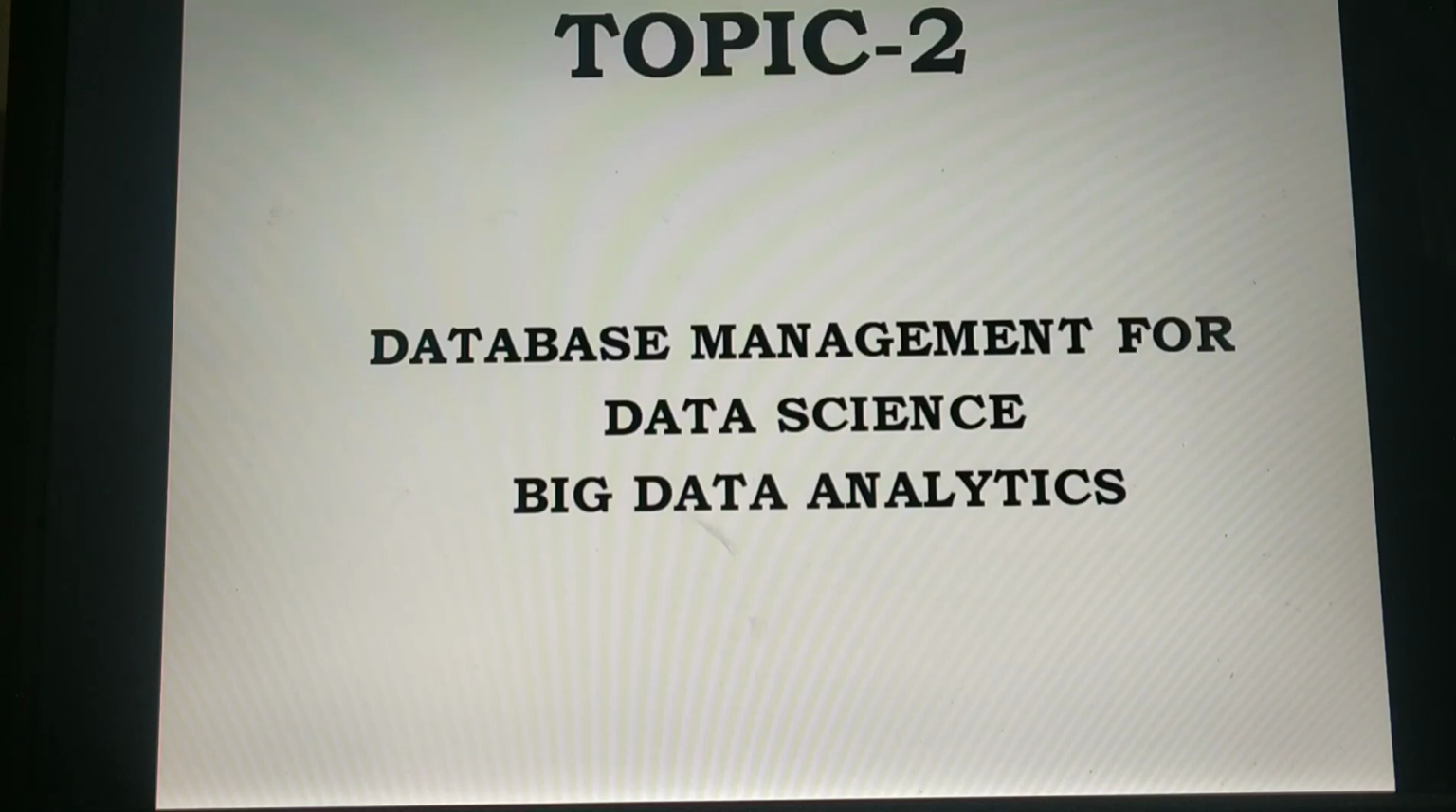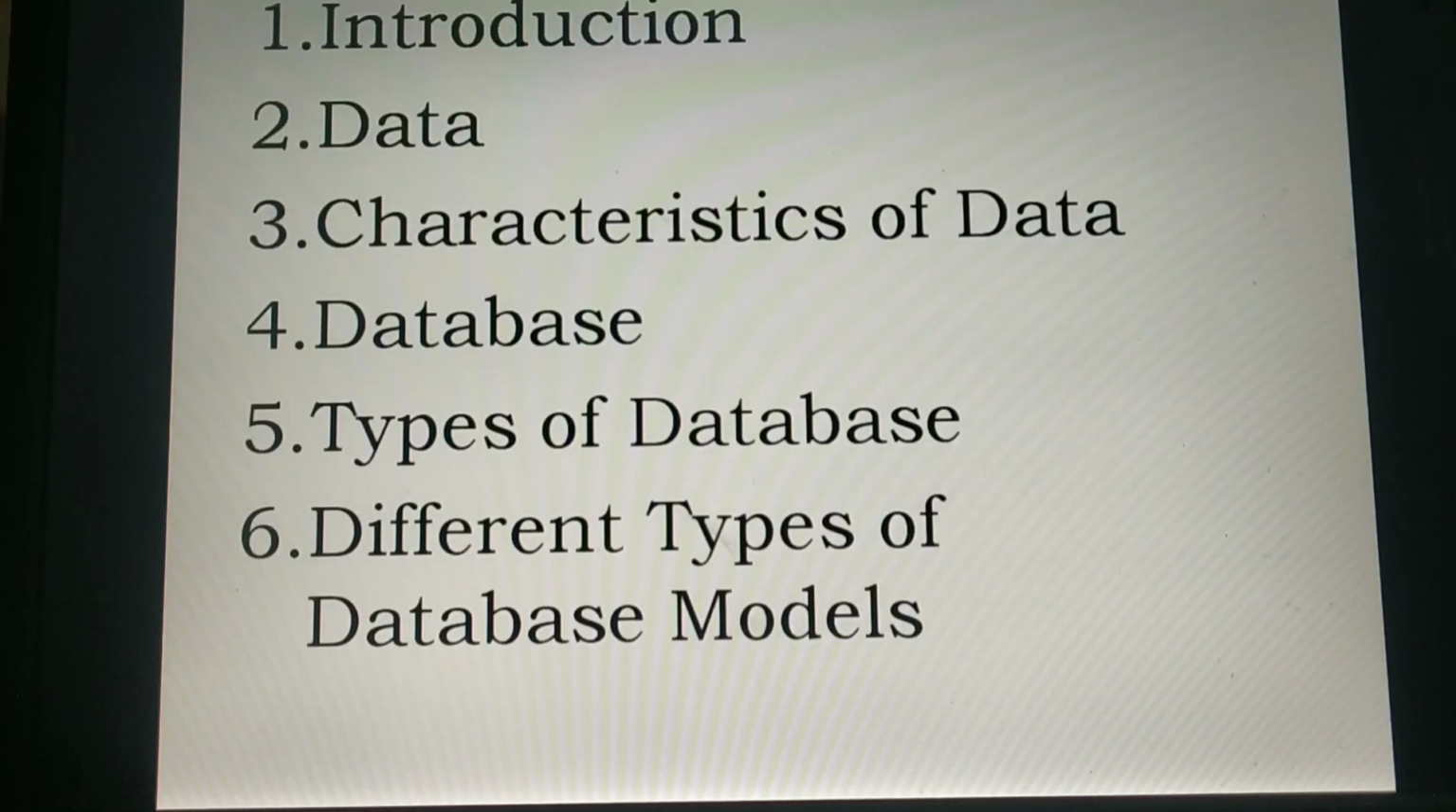What are the different concepts we discussed in this chapter? First, I gave the introduction about the database management system, data science, and big data analytics. The second content is data. In this content, I gave the definitions of data that computer scientists have given, and how data can be introduced. Later we discussed the characteristics of data. What are all the important characteristics the data has?